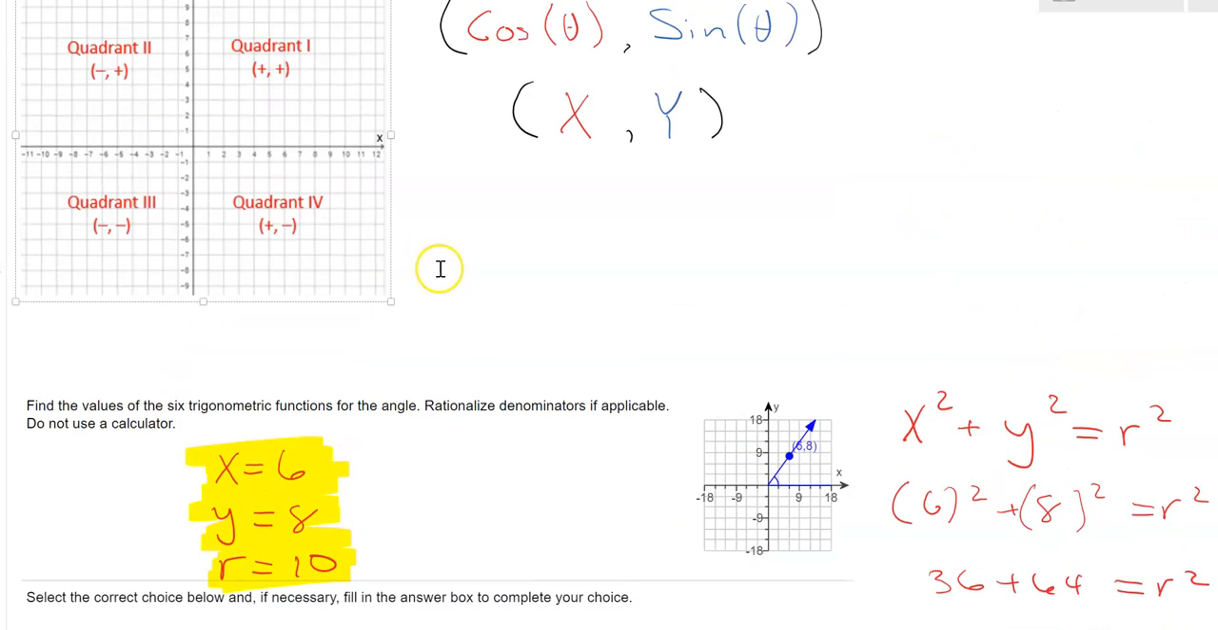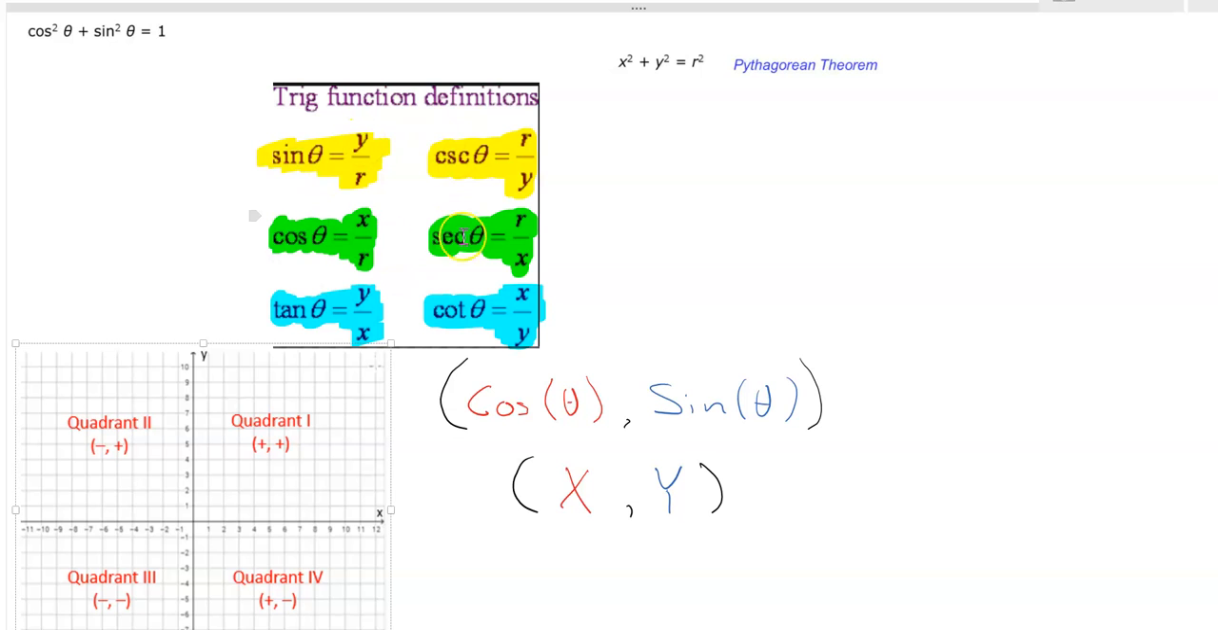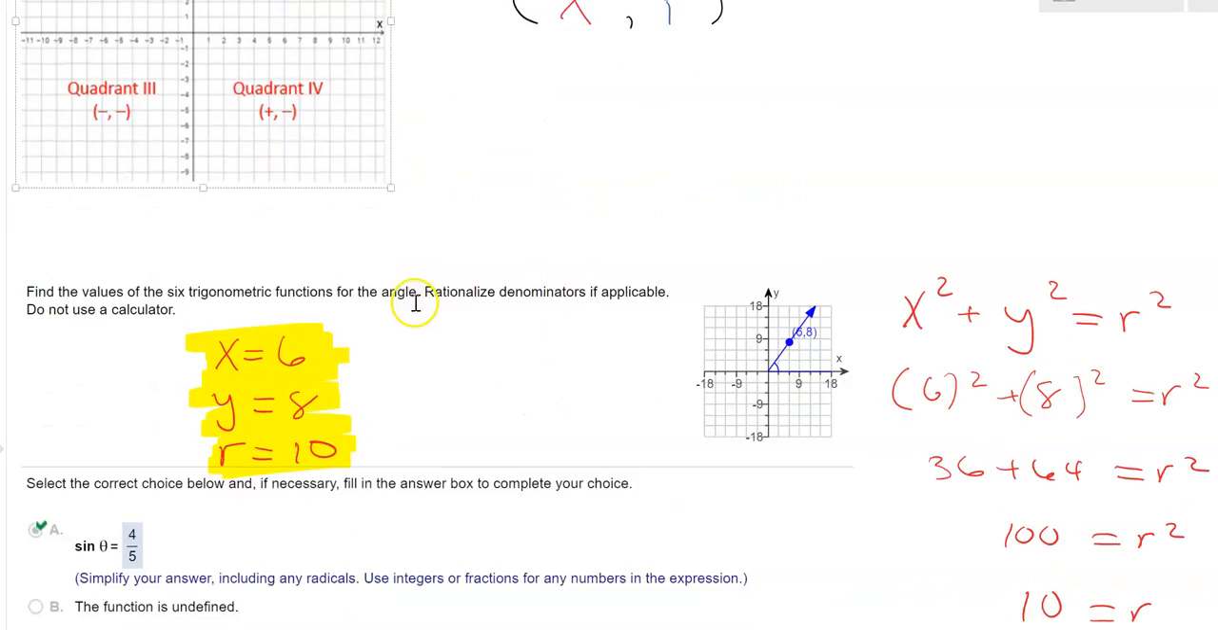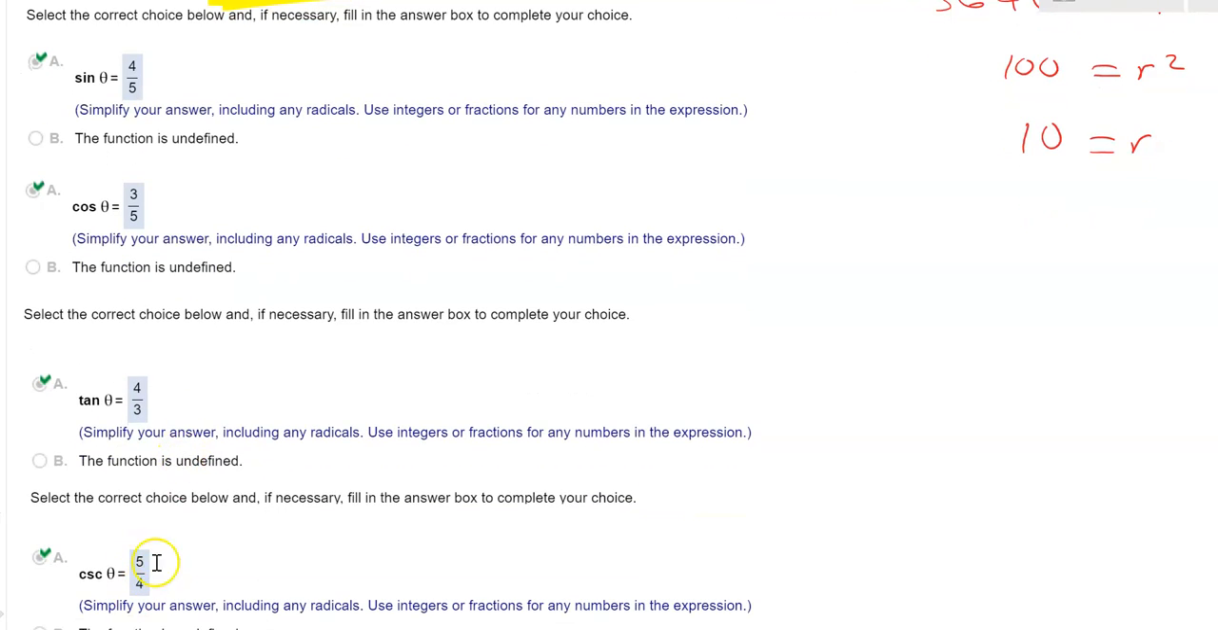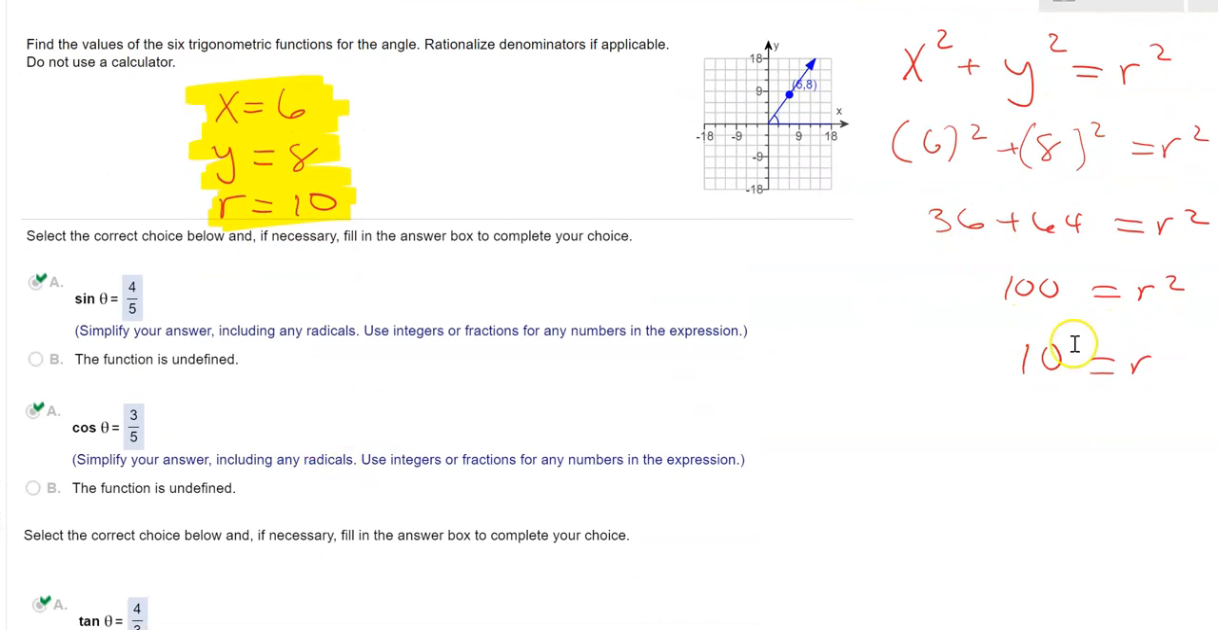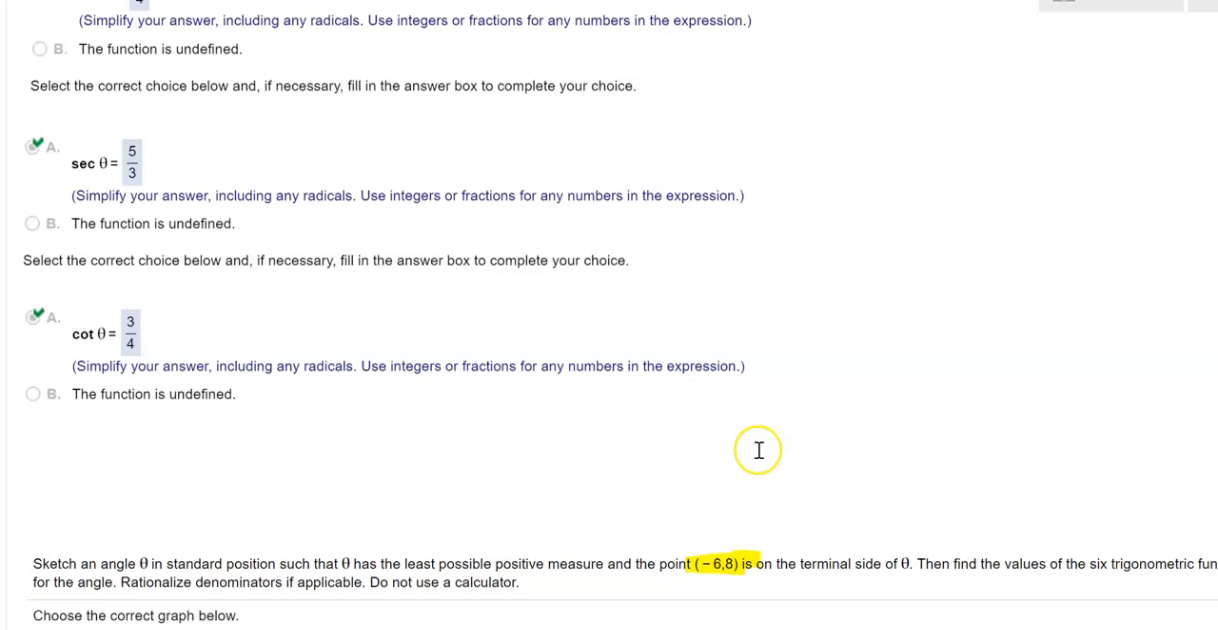So sine, just like we looked up here, we're looking at these ratios. So sine is y over r. And I'm simply putting y over r and reducing and getting 4/5. That's it. And then its reciprocal is cosecant. So we could see we just simply flip those. So the only work you're doing is finding out the missing variable. All of these are just putting those ratios and simplifying if you can.